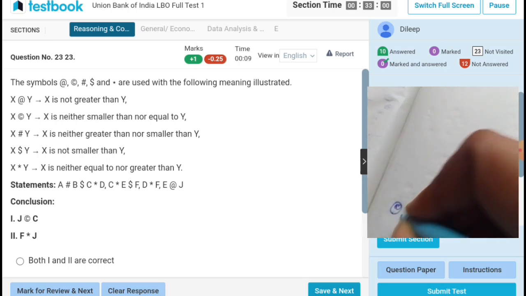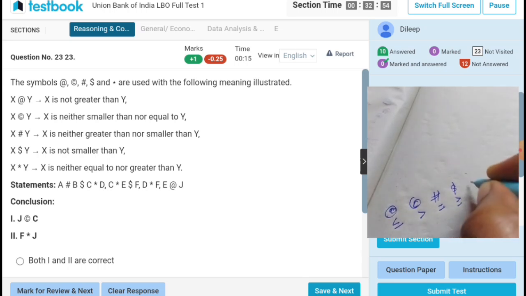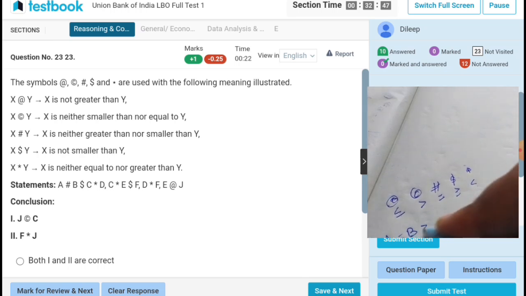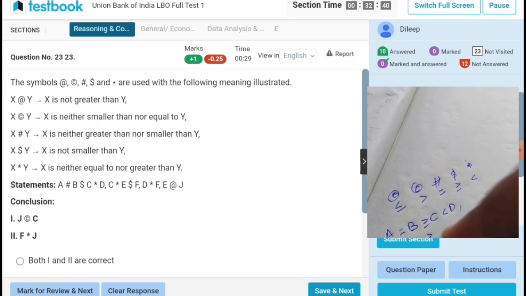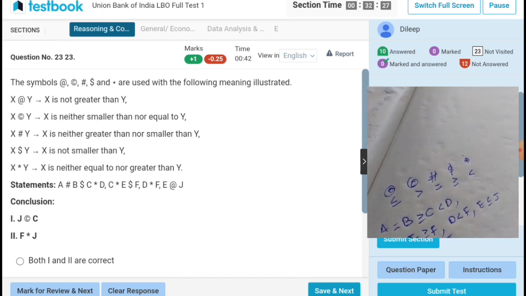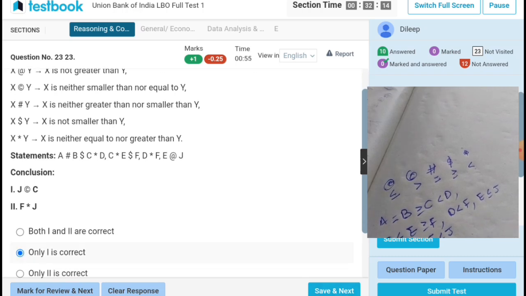A is less than or equal to B, greater than or equal to C, and less than D. C less than E, greater than or equal to F. D less than F. E less than or equal to J. F less than J. Only one is true.